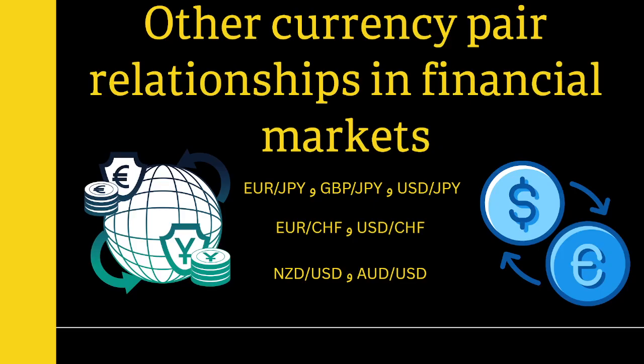Let's talk about some other currency pair relationships in financial markets. One of them is Euro JPY, GBP JPY, and USD JPY. All these three financial markets move very similarly, and it's wise to write this down so you can identify which markets are moving alike. Other markets that move alike are the euro against the Swiss and the USD against the Swiss franc. And also finally the NZD against the USD and the AUD, which is the Australian dollar, against the US dollar.